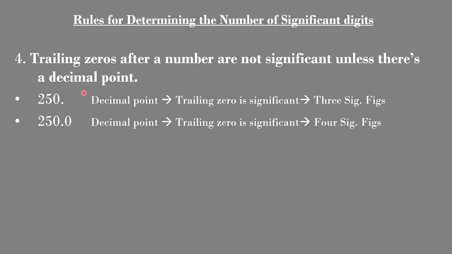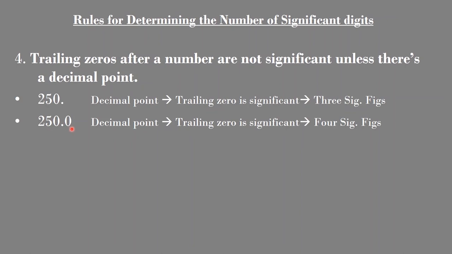So the fourth rule to determine the number of significant figures is that trailing zeros after a number are not significant unless there is a decimal point. This is a big caveat here, unless there is a decimal point. Consider these examples that I have, 250., which has a decimal here, and 250.0, which also has a decimal point. With this decimal point, the trailing zero is significant. So this measurement has three significant figures, and this has four significant figures.